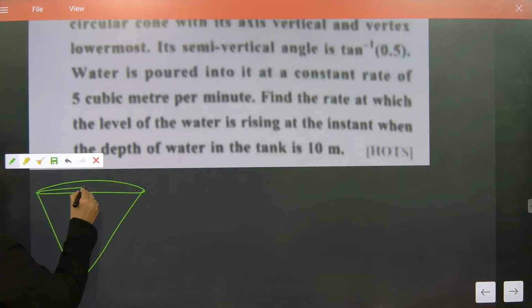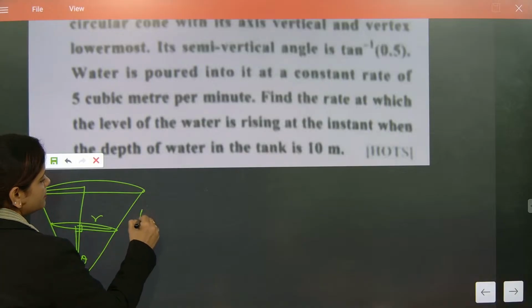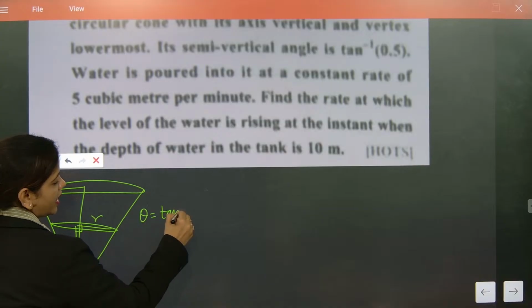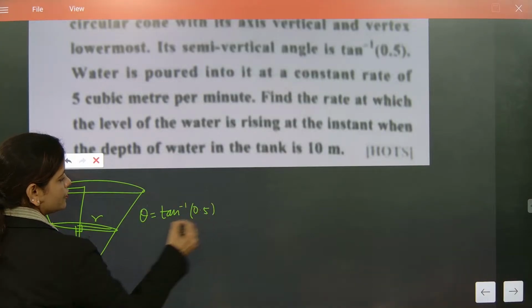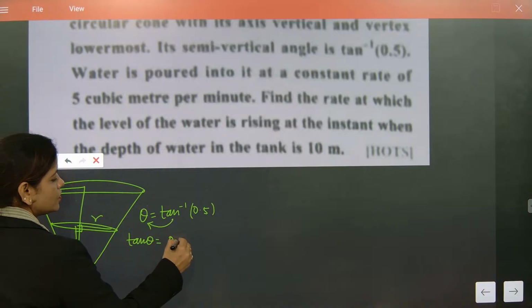This will be the radius. I already drew the question. This is the height, this is 90 degrees, and this is theta. The semi angle is given, so theta is equal to tan inverse 0.5. First we shift the tan inverse, so tan theta is equal to 0.5.